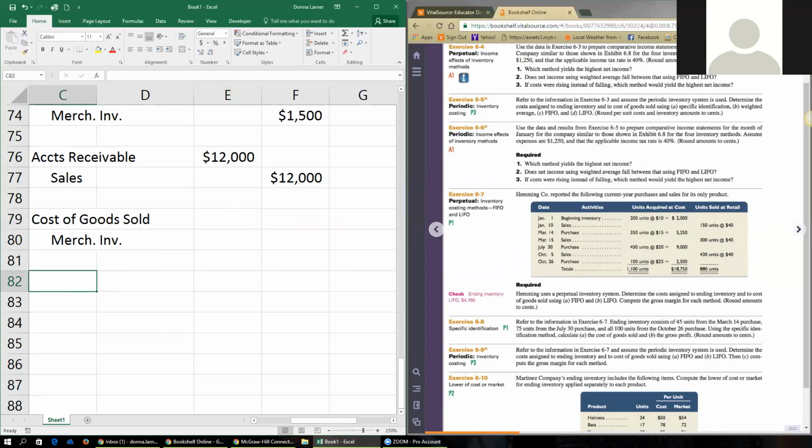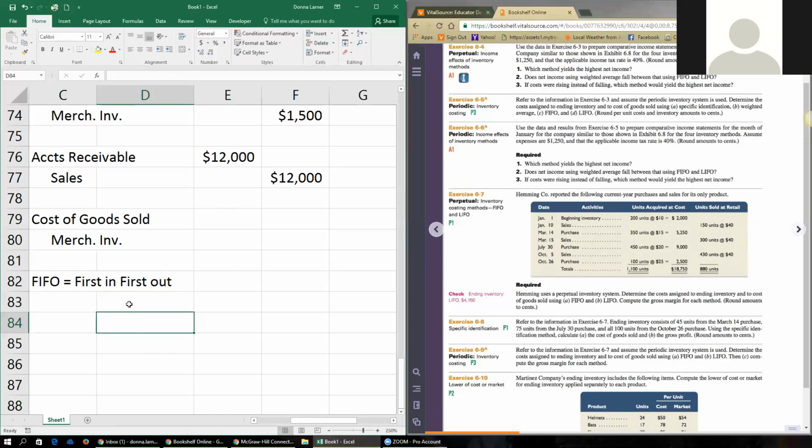Yeah. FIFO means first in, first out. That means the first stuff that came into your business is assumed to be the first stuff you sell. So that would say that of these 300 that we sold, the first thing would be we would sell the remaining old $10 stuff. Okay. And then the rest would be from this group.